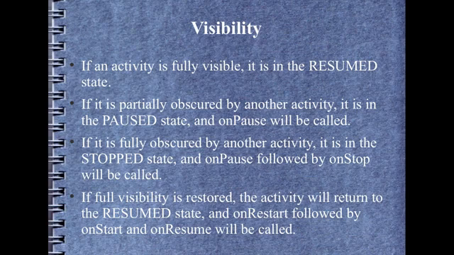Paused can be partially visible in one of 2 ways. First of all, it could be going on to stopped. It could be becoming invisible. Or another activity could be partially obscuring it. And in that case, it will remain in the paused state. If it's fully obscured by another activity, or if it's fully gone off the screen, it's in the stopped state. Stopped and created are alike in this way. Created and stopped, they're both fully invisible.